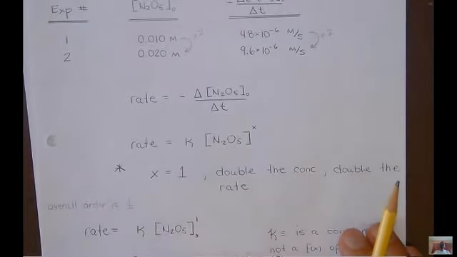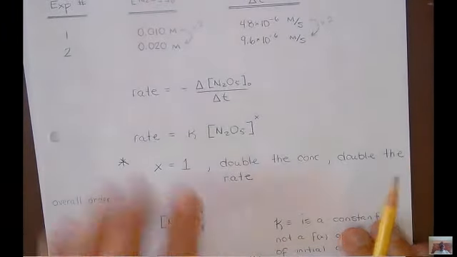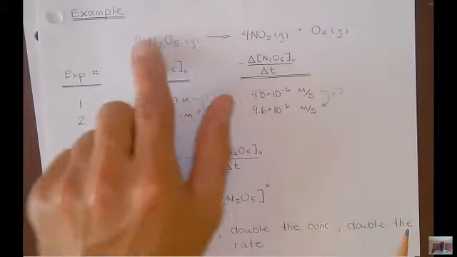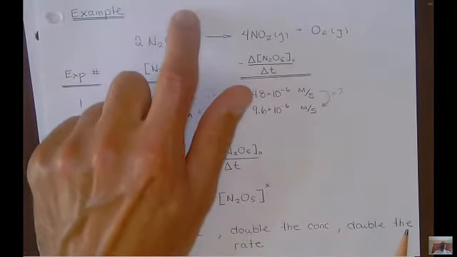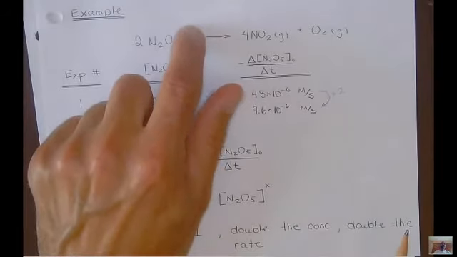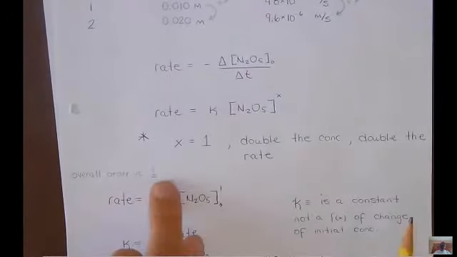The overall order for the reaction is 1. There's no other reactant. There's only N2O5. So I don't have to worry about what Y is. There is no Y. Okay? So that was an easy example. Last step. We figured out the overall order is first order.